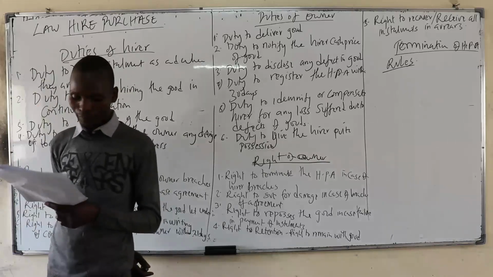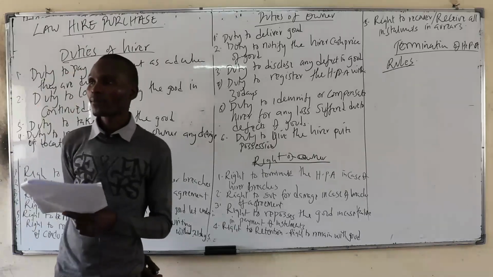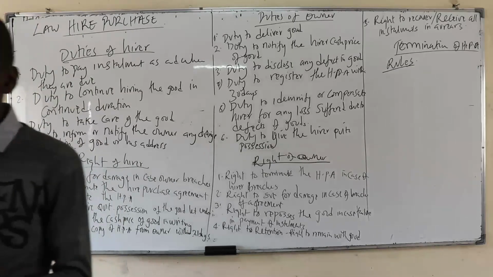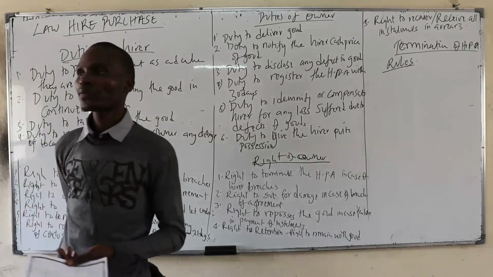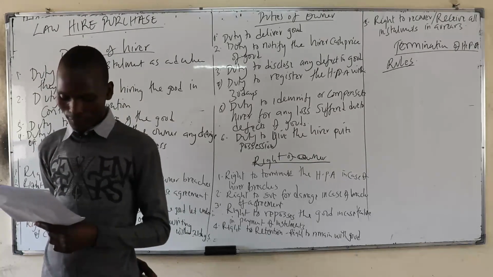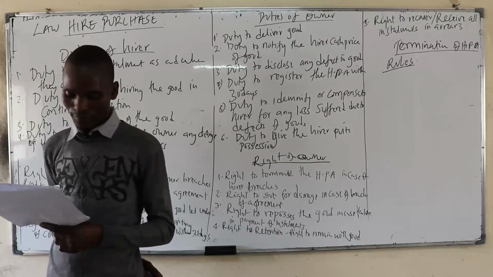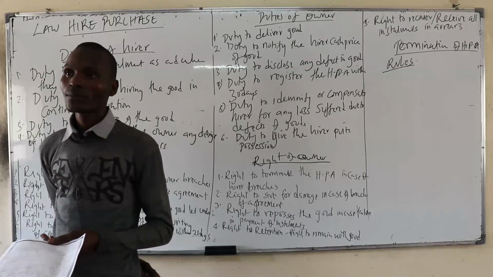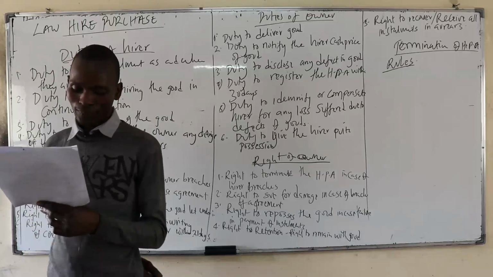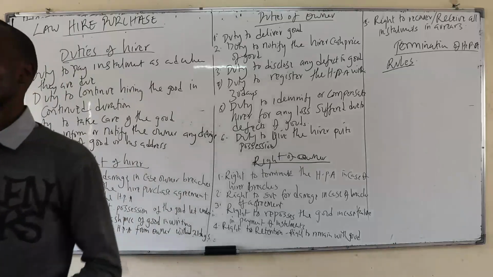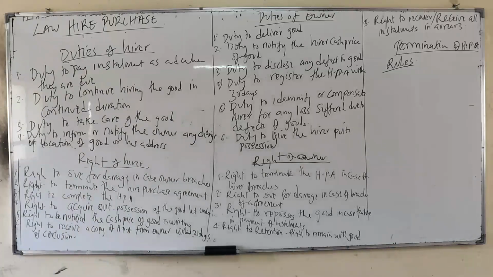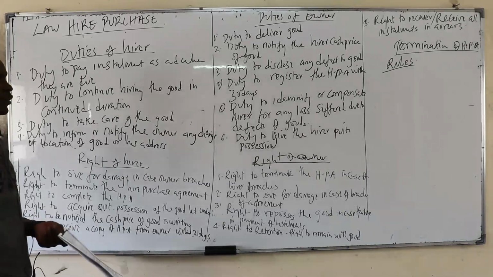Number three: the hirer must give the owner notice of termination. Number four: any expense incurred is recoverable from the owner.